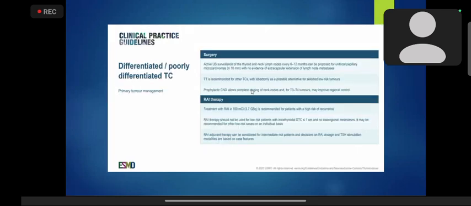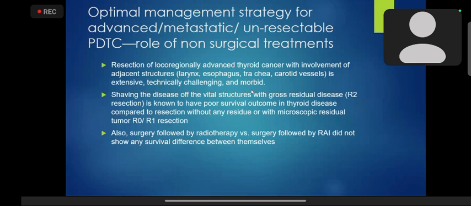So what we should do for such patients: resection of locoregional advanced thyroid cancers with involvement of adjacent structures like larynx, esophagus, trachea, carotid vessels. All these resections are very morbid, and shaving off and leaving residual disease gives poor survival outcome. So either we should do R0 resection or may consider R1 resection, but R2 resection is not at all justified.